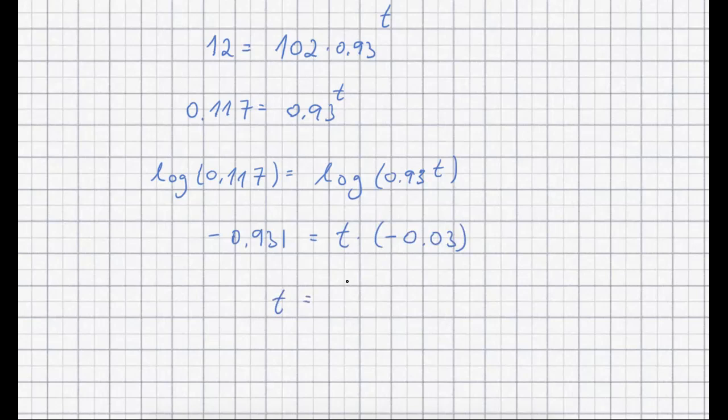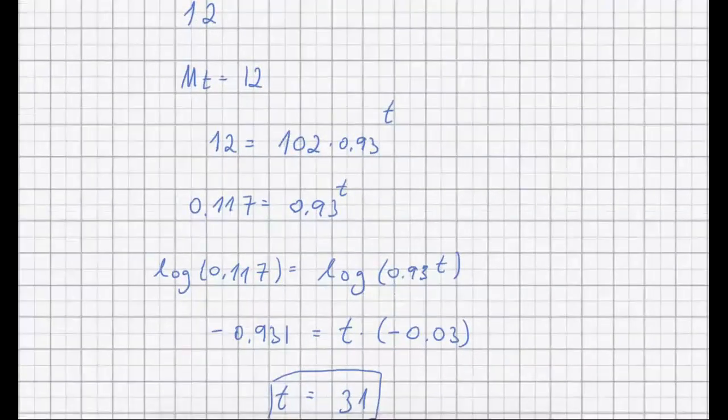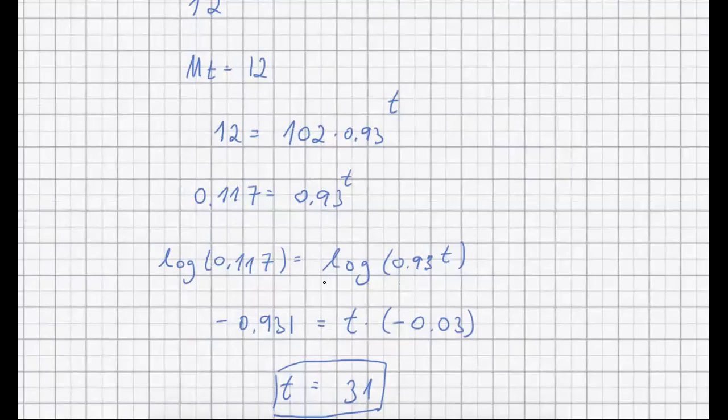Now I divide the minus 0.931 divided by minus 0.03 equals 31 point whatever, I guess just 31. So if I would wait 31 hours, the number of people in the store will be 12.